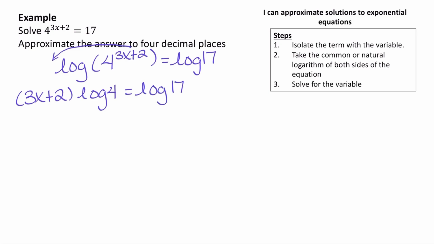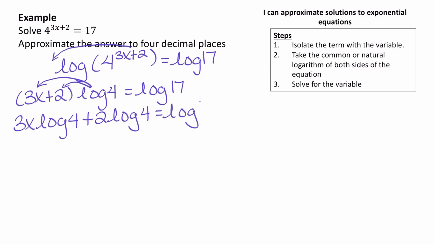I need to get that term with a variable by itself, but I can't do that because I have this log 4 that's multiplying everything. So I'm going to go ahead and distribute that log 4 to both terms. So I have 3x log 4 + 2 log 4 = log 17.